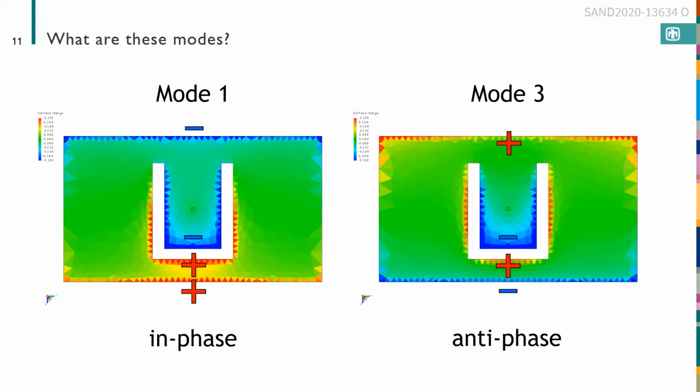So let me draw some pluses and minuses on here and take you through this. For mode 1, you've got charge accumulation on the edge of the patch and on the edge of the slot. But in mode 1, these distributions are aligned, minus to plus and minus to plus. In mode 3, these charge distributions are oppositely aligned. So from minus to plus and minus to plus, they're pointing the opposite way. So this allowed us to understand that mode 1 and 3 are in-phase and anti-phase modes. And this is really suggestive that coupled mode theory is relevant to the U-slot patch.